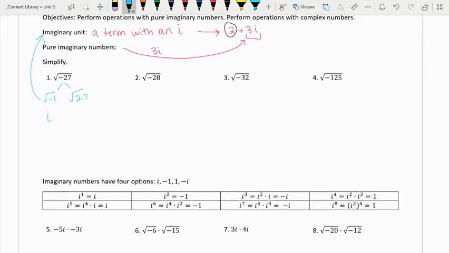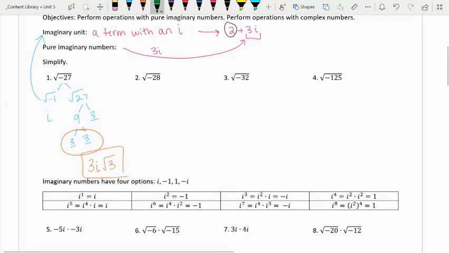And then we break it down like we normally do, right? 27 is 9 times 3, 9 is 3 times 3. And this is where we circle our pairs. So we have a pair of threes, so that goes on the outside. The I is on the outside, but then we have a lonely 3 on the inside. The same thing is happening for 2, 3, and 4. Number 2, there's a negative underneath the square root, so I'm going to pop an I out. So now we have 28. 28 is 7 times 4, and 4 is 2 times 2. At this point, we have a pair of 2's on the outside, your I, and then a lonely 7.